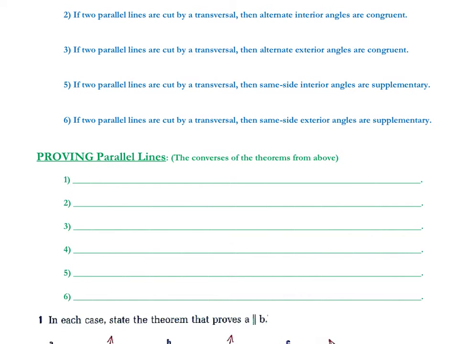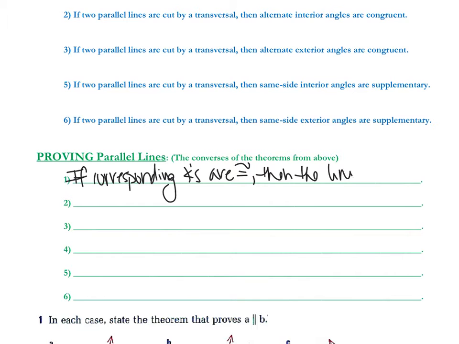lines parallel. So this is the first one: if corresponding angles are congruent, then the lines are parallel. Remember that those two vertical lines mean parallel. So basically all we're doing is writing the converse. Remember, with the converse you switch the hypothesis and the conclusion.